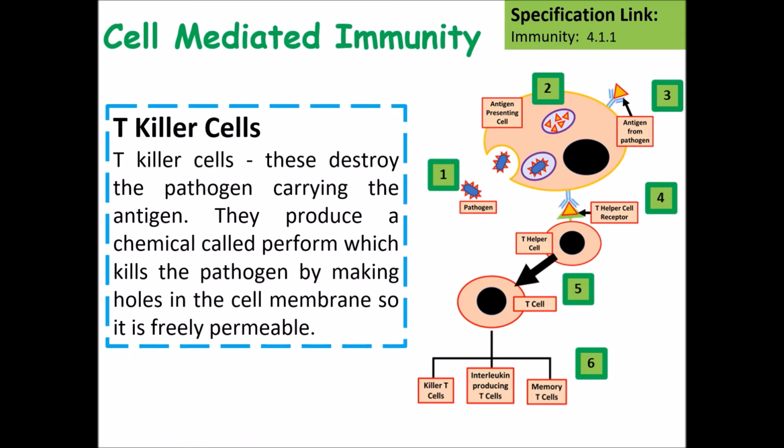T killer cells can be produced, so these destroy the pathogen carrying the antigen. They produce a chemical called perforin which kills the pathogen by making tiny holes in its surface or cell membrane, which allow water to move in by osmosis, which cause the pathogen to burst.